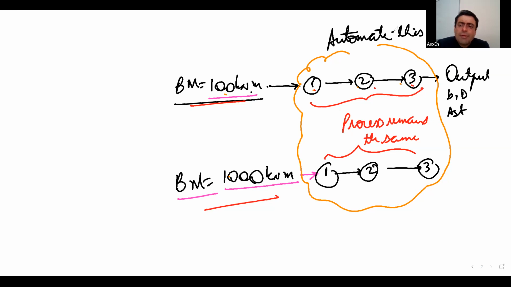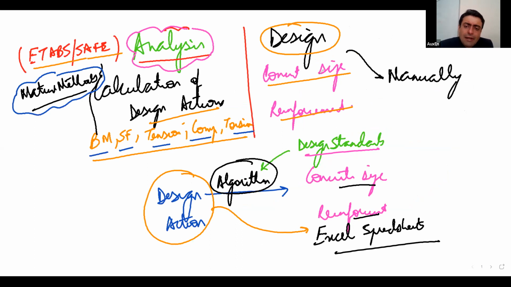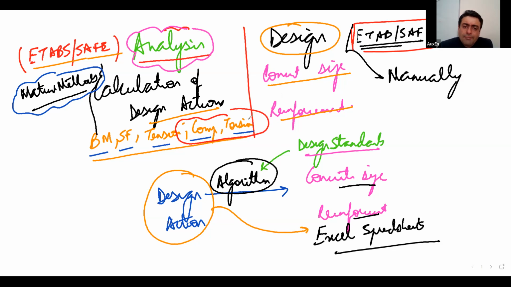What I mean by automate, I hope you understand automate, isn't it? You can automate this. So how do we automate this? We automate this either by using the software itself. Your software like ETABS, SAFE, or STAAD, whatever software you are using, they are able to do this design process also. We all know this. These softwares will take these design actions, run these standard algorithms based on whatever design standard you have adopted, and give you these outputs.